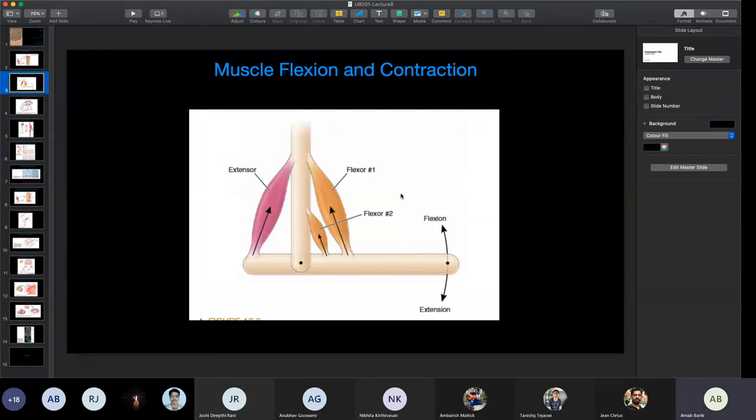And this is how the movement happens. So say this is your hand and it needs to go up. So what needs to happen? So there are flexors and extensors. So the flexors are inside.